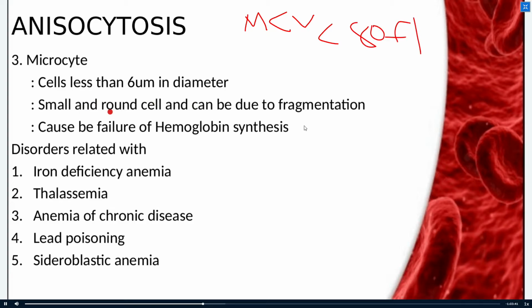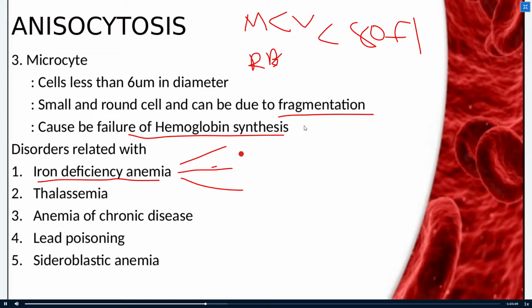Now, these are small and round cells and can be due to fragmentation. So, naalala nyo class on how your RBCs die, one of those would be your fragmentation. Now, your microcyte can be due to the failure of hemoglobin synthesis. Okay, first one would be your iron deficiency anemia. Class, give me 3 possible ways on how you could get iron deficiency anemia.